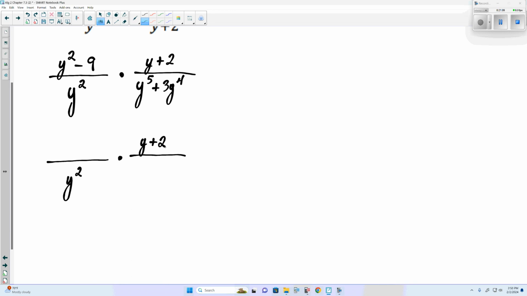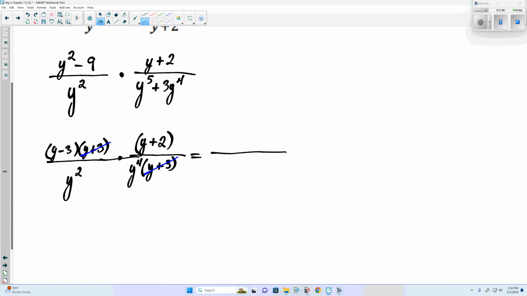Y squared minus 9, how would that factor? Y minus 3, y plus 3, because that is a difference of perfect squares. Y to the 5th plus 3y to the 4th. How can we factor that? Greatest common factor of y to the 4th, which would leave us with y plus 3. Is there something in common on top and bottom? Y plus 3. And they would cancel.